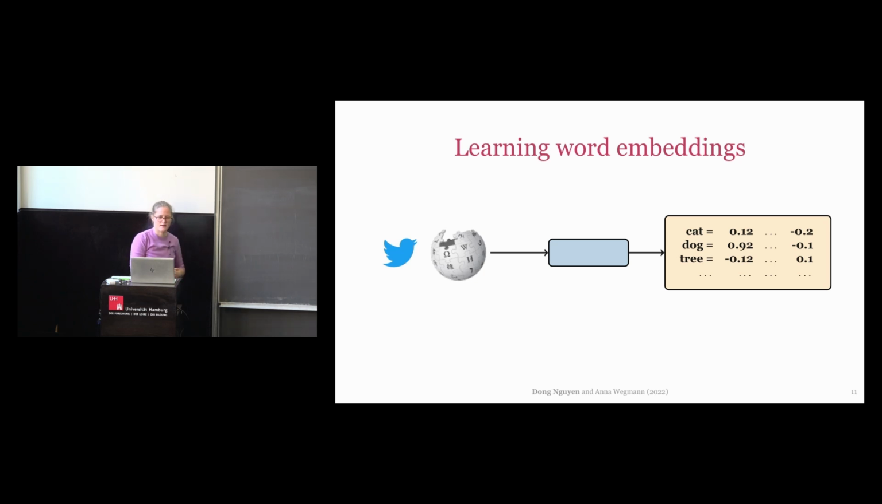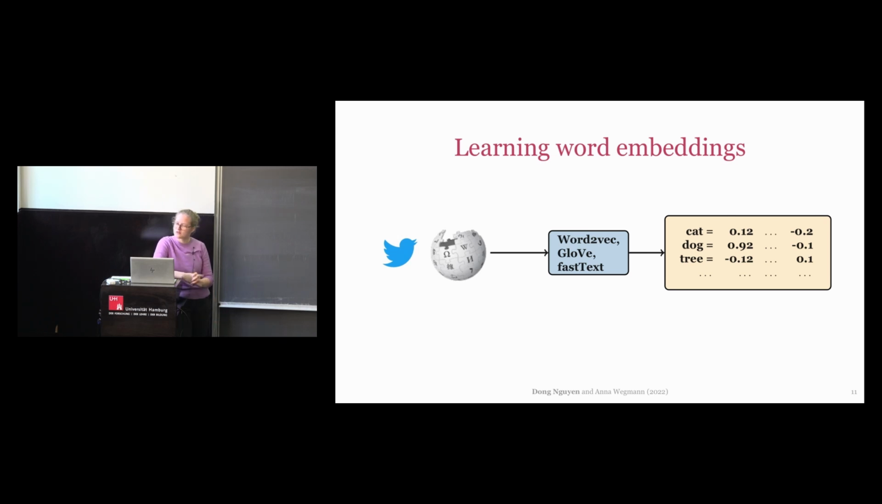Word embeddings are learned based on a lot of text. So we might get that from Twitter, we might get that from Wikipedia, some kind of online resource where we can just crawl a lot of text. Then we have some sort of, let's call it a black box algorithm for now, and then we get these representations that are then supposedly meaningful.